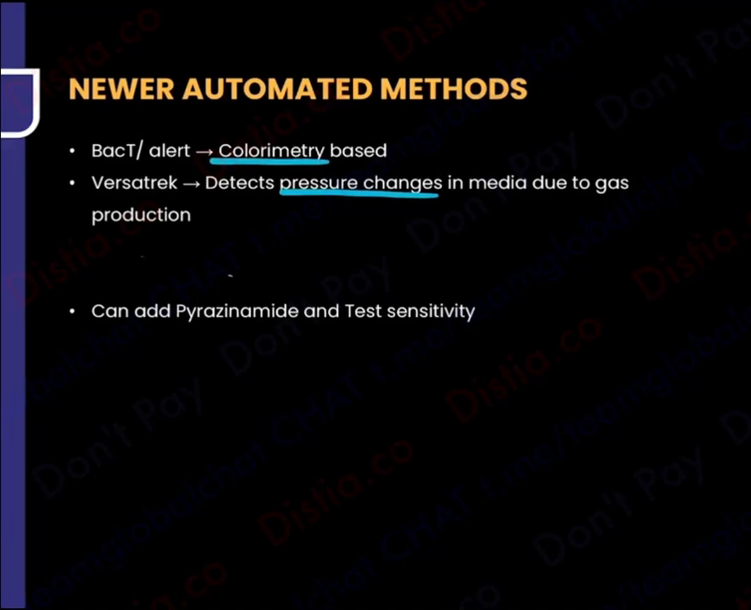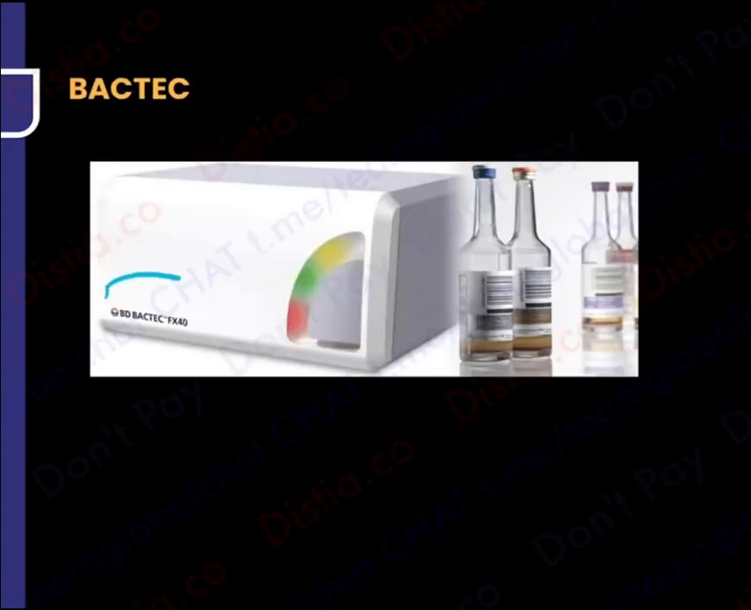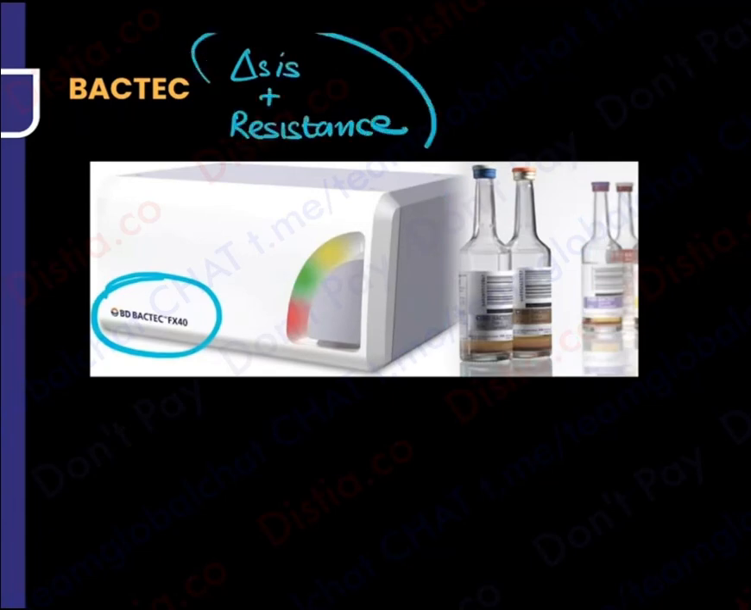Also, if you ask me, are they only giving you the diagnostic ability? No. If you want to find out whether my tubercle bacillus is resistant to pyrazinamide, to rifampicin, I want to find out the sensitivity and the resistance to the drugs, I can do that also. Let me show you a machine. This is what a Bactec machine looks like. This is how the MGIT tubes look. So not only can they tell you about the diagnosis, but they can also give you information about the resistance.